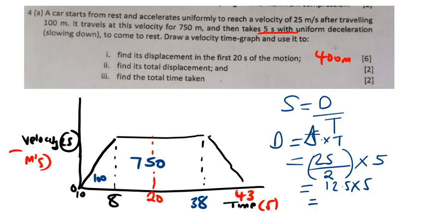What is going to be my distance in this case? 12.5 multiplied by 5 is giving me 62.5. So that is the distance that we're going to have. Basically this is what we have.